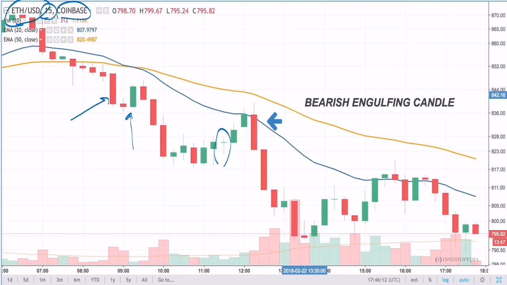But one key type and behavior I want to point out is known as the bearish engulfing candle. This happens when the price of the new candle goes higher than the price of the previous candle and then closes below the low of the previous candle. So this is a bearish engulfing pattern, and it usually signifies that prices are going lower.